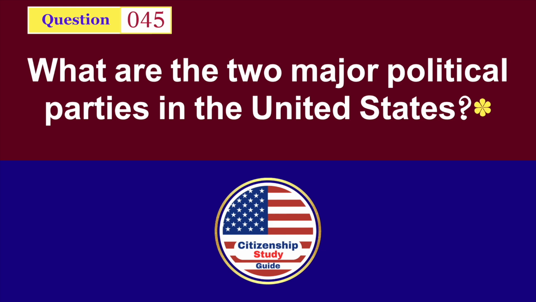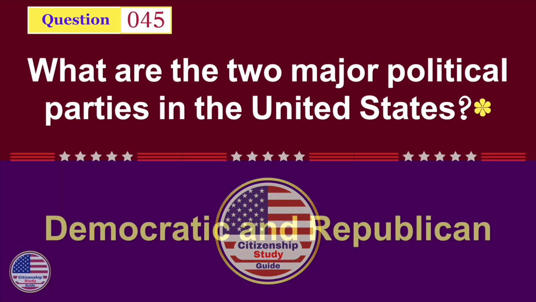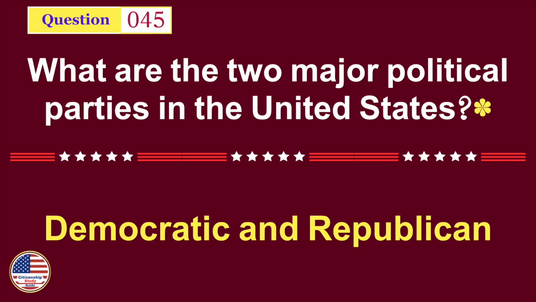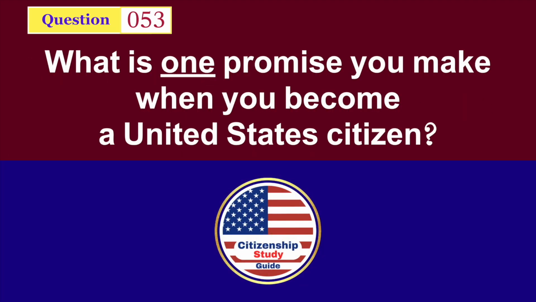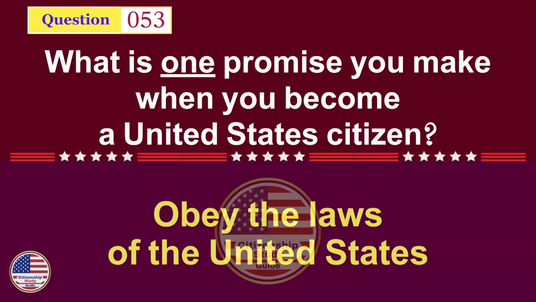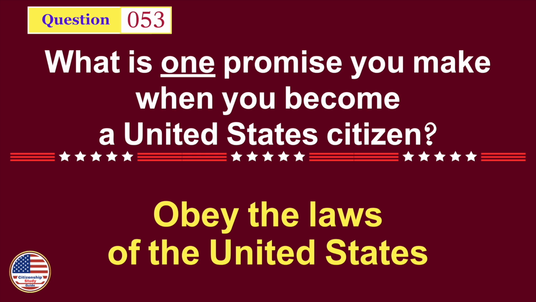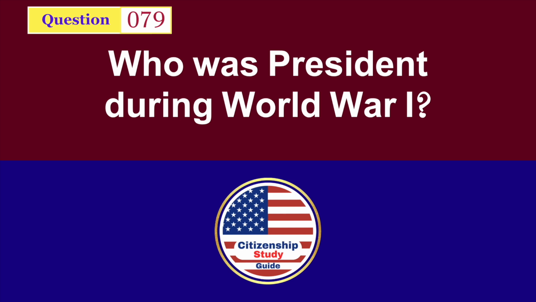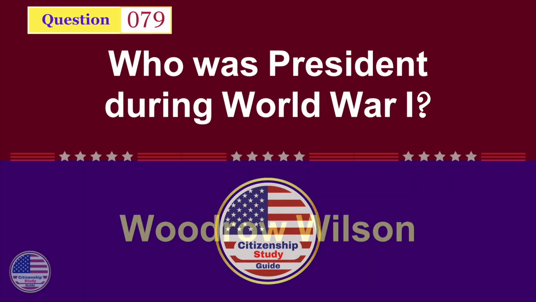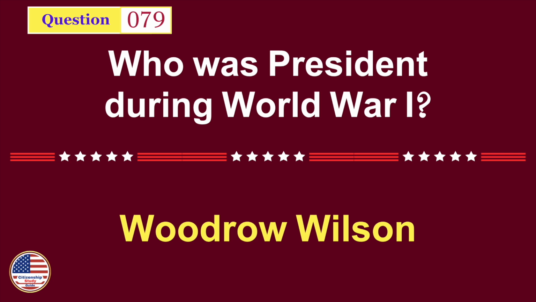What are the two major political parties in the United States? Democratic and Republican. What is one promise you make when you become a United States citizen? Obey the laws of the United States. Who was president during World War I? Woodrow Wilson.